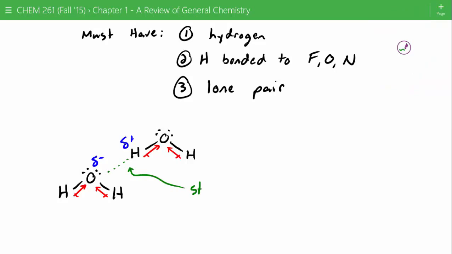This is a strong, I'm going to put bond-like interaction. It's so strong, in fact, that in some cases when you have hydrogen bonding, you can't even tell if this is a covalent bond or if that's a covalent bond. This hydrogen, in essence, belongs to both of those molecules, and so this becomes almost like half a covalent bond, and this one almost becomes half a covalent bond. Hydrogen bonds can be incredibly powerful.